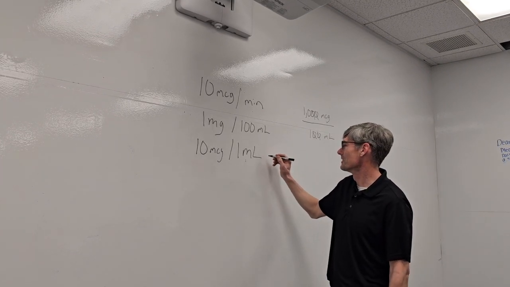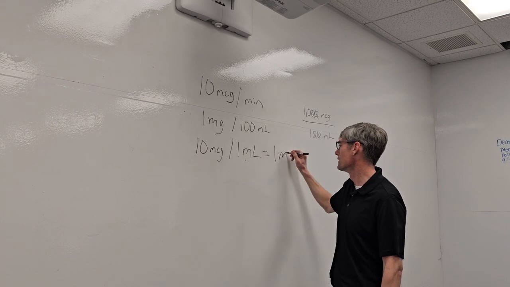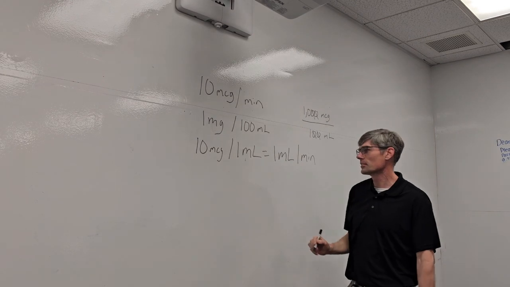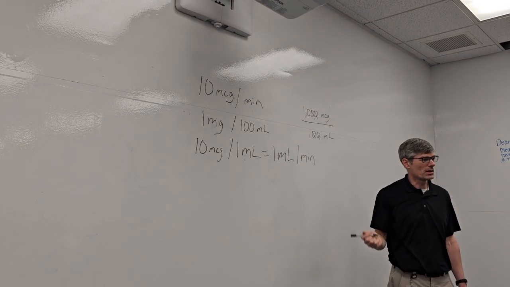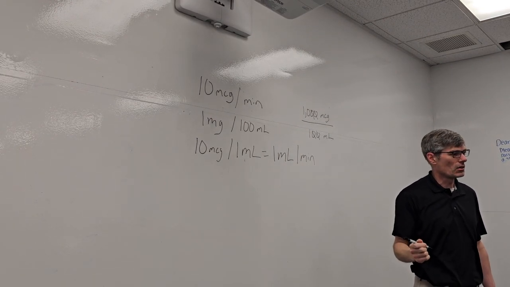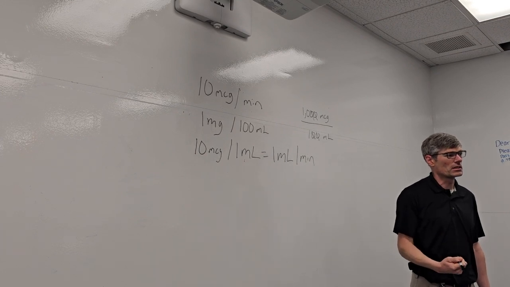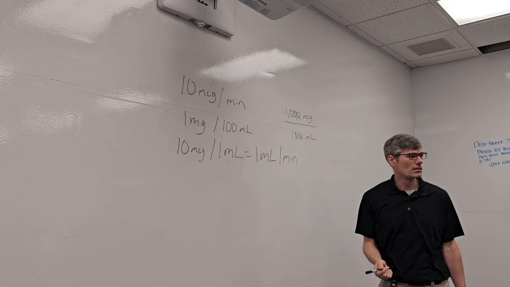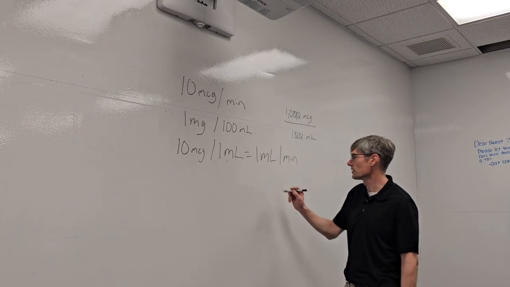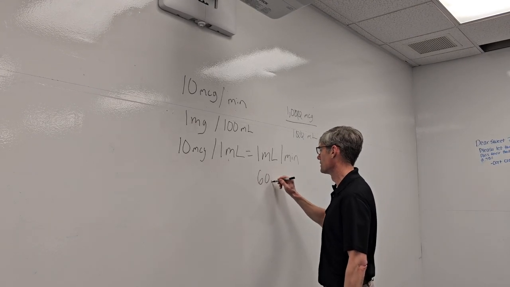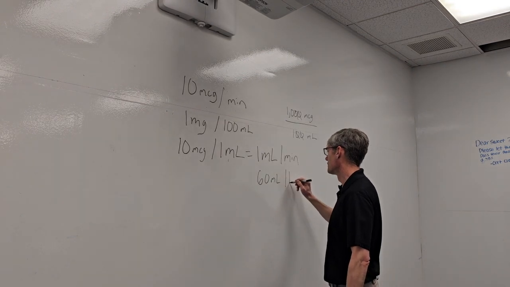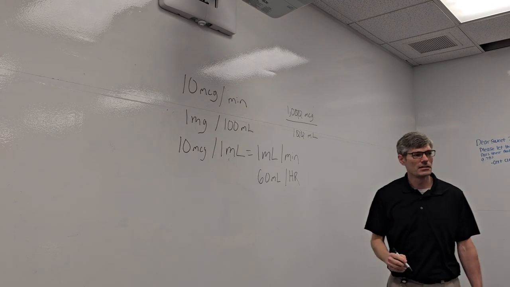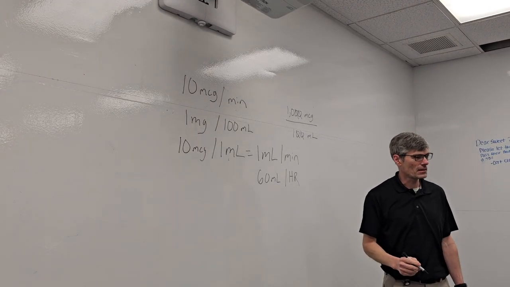So equals 1 milliliter. So set your pump to 1 milliliter a minute, or if you had to set it to milliliters per hour, how many milliliters per hour is it going to be? 60 milliliters an hour. Okay. All right, we can stop.